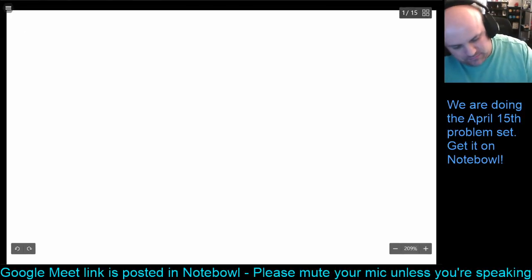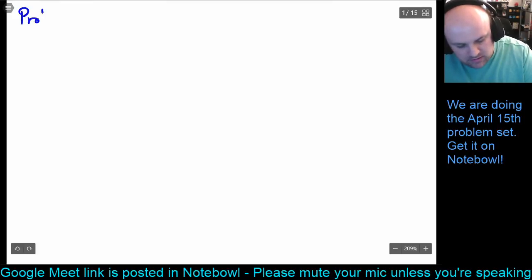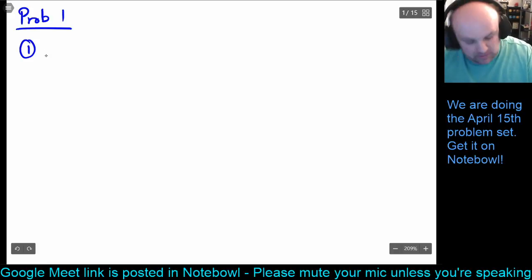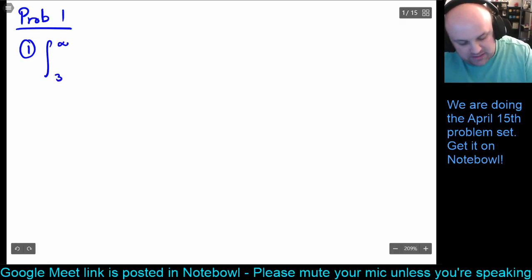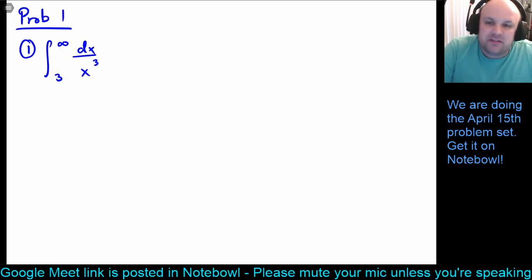So as with most of our problem sets, it's kind of a list of integrals, right? That's sort of how these last few days just are. So, problem 1. Part 1 here, we're looking at this integral from 3 to infinity of dx over x cubed. All right, so we want to look at this and see, does this converge or diverge? If it converges, what does it converge to? If it diverges, point that out.